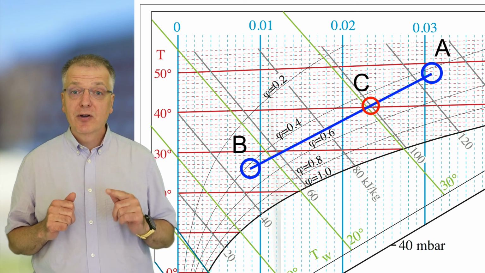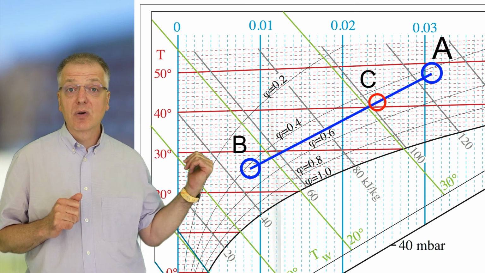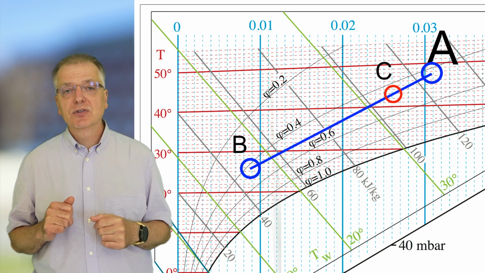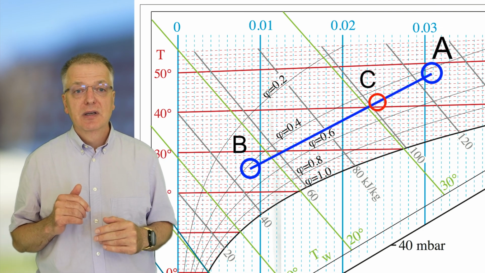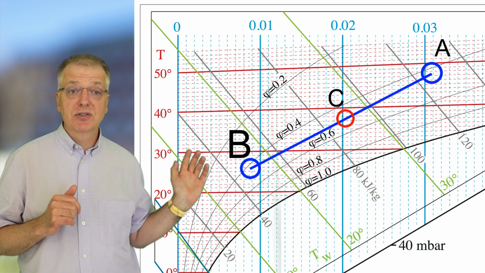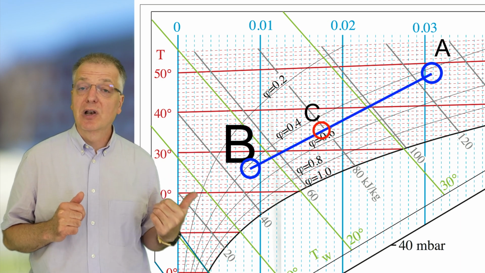You are, however, encouraged to use the distances along the mixing line to check if your solution is reasonable or not. The state variables for the resulting mixture should be most similar to those of the largest flow.